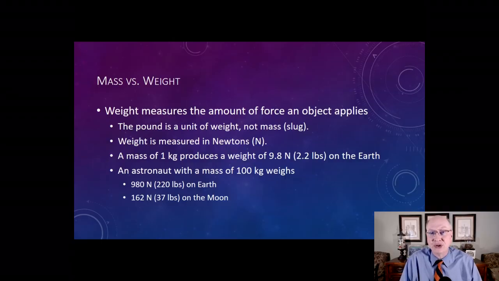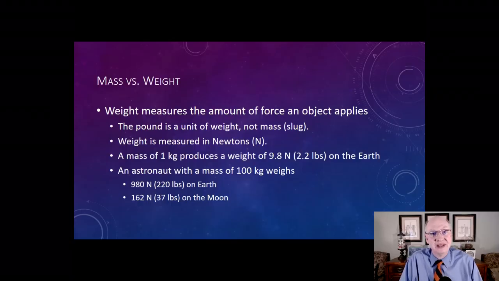Just know that in the metric system that we'll be using, mass is measured in kilograms and weight is measured in newtons. A mass of 1 kilogram produces a weight of about 9.8 newtons on the surface of the Earth. That means an astronaut with a mass of about 100 kilograms produces a weight of about 980 newtons on Earth. But this weight depends on the force of gravity, and the force of gravity is different on different bodies.